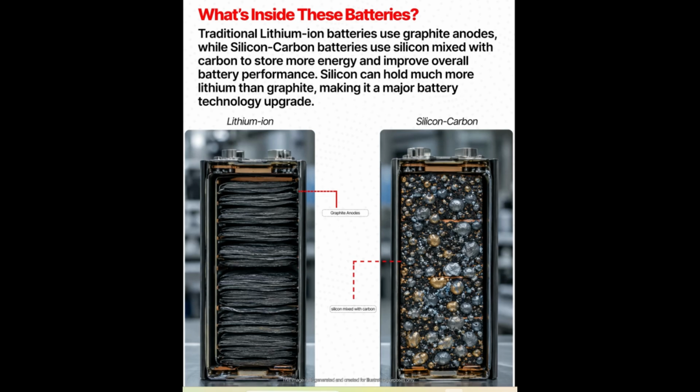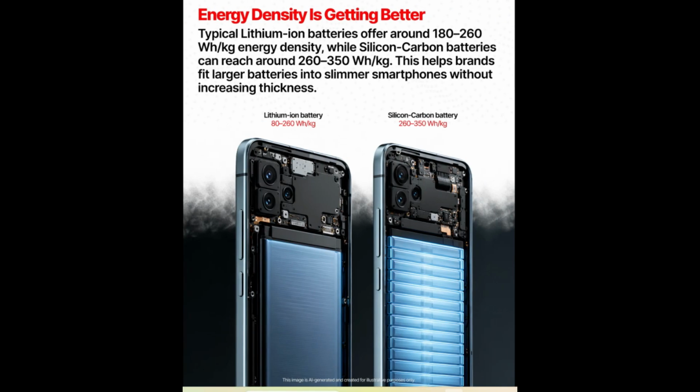Another one: the energy density is getting better. A typical lithium ion battery has around 180 to 260 watt-hours per kg energy density, while silicon carbon batteries can reach around 260 to 350 watt-hours per kg. This helps brands fit larger batteries into a similar smartphone without increasing thickness.